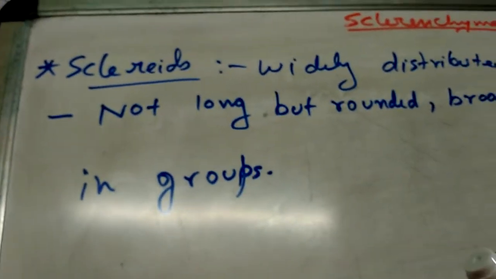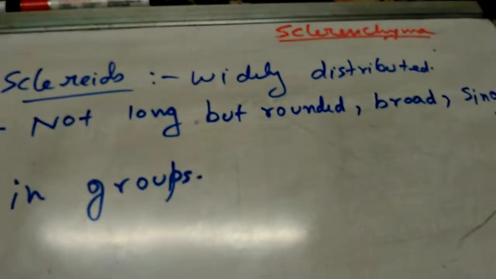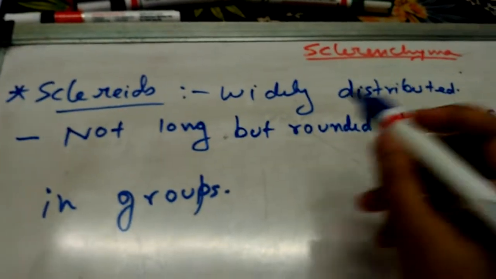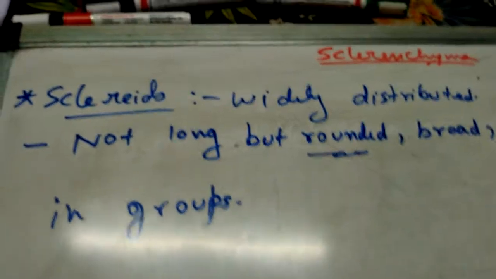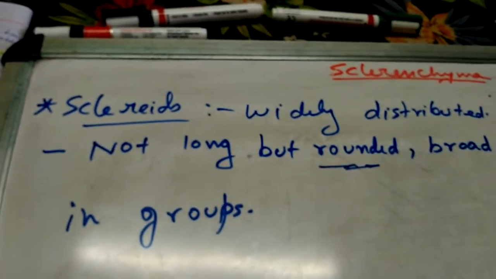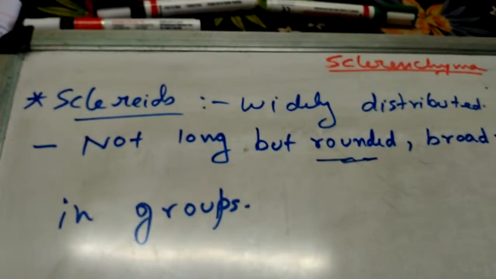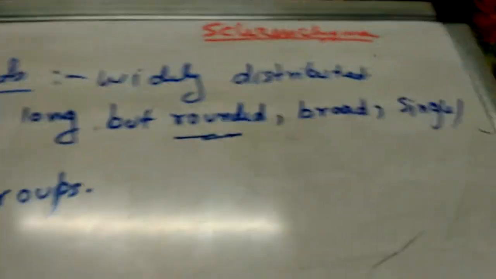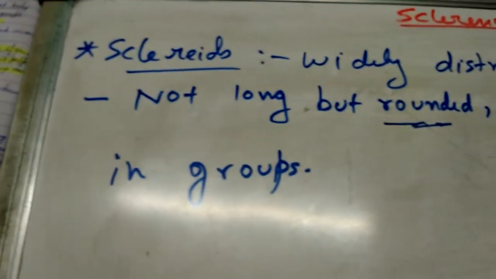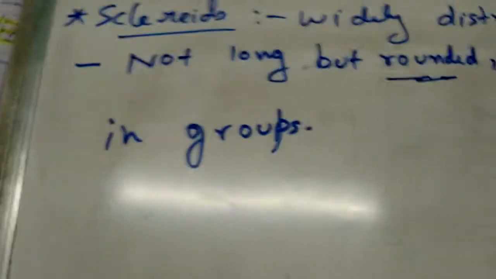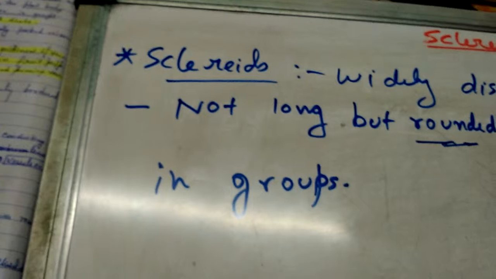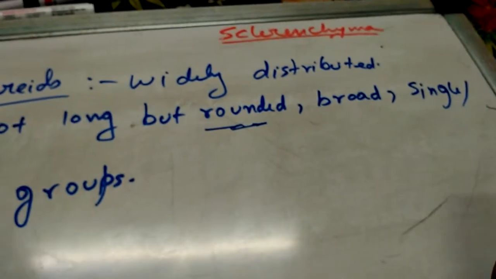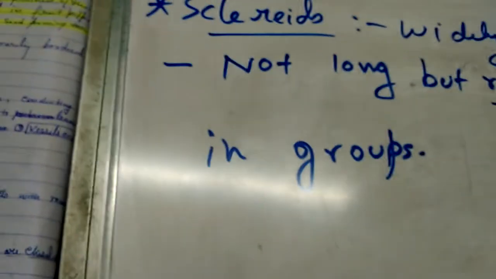So sclerids are widely distributed, not long but rounded. This point is not very important. So not long, broad, single or present in groups. Sclerids are not long, they are broad, might be single or in groups.